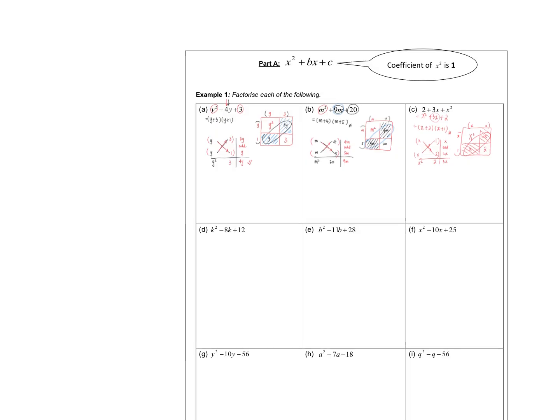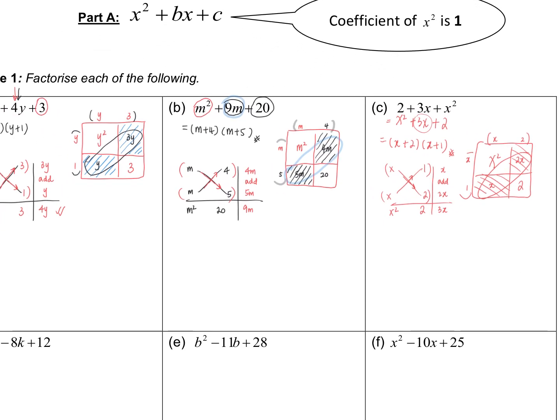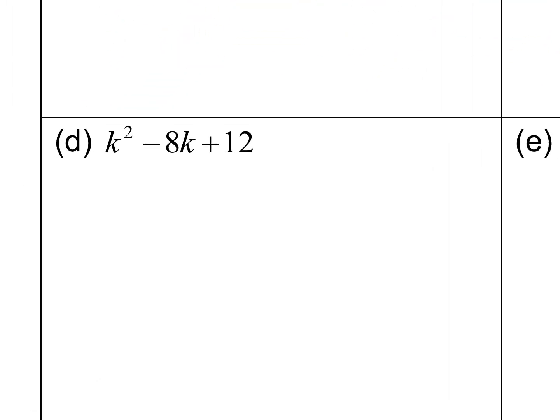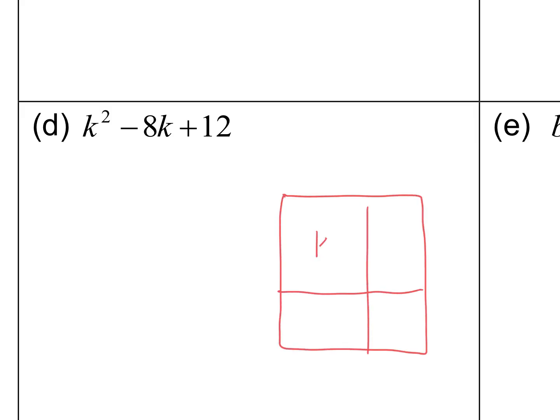Okay. Now is the exciting part. What if I got negative numbers? Okay? Everything is the same. This one is k squared. This one is 12. So this is k by k. Then I need to think of my factors of 12. Which factors of 12 give me 8? 6 and 2.